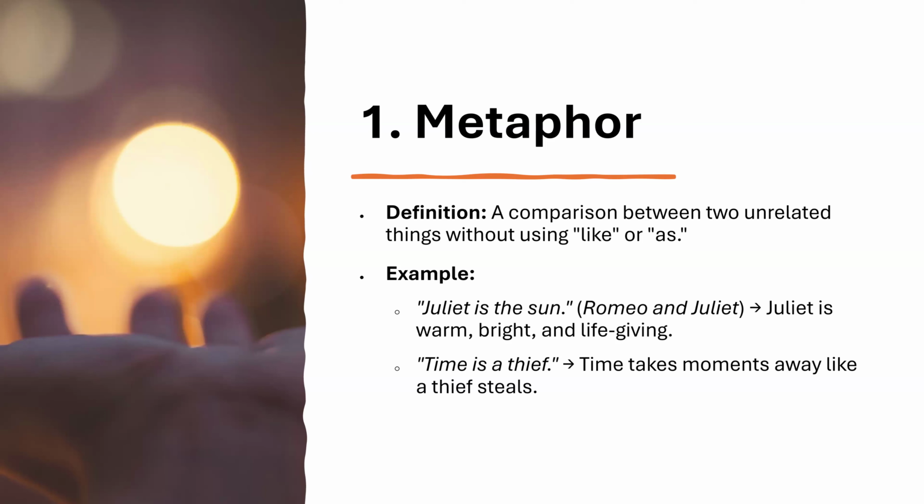This is from the book Romeo and Juliet. Juliet is warm, bright, and life-giving, is what they're trying to say by saying that Juliet is the sun. And then, time is a thief. That means that time takes away moments the way a thief steals. So that's an example of a metaphor.